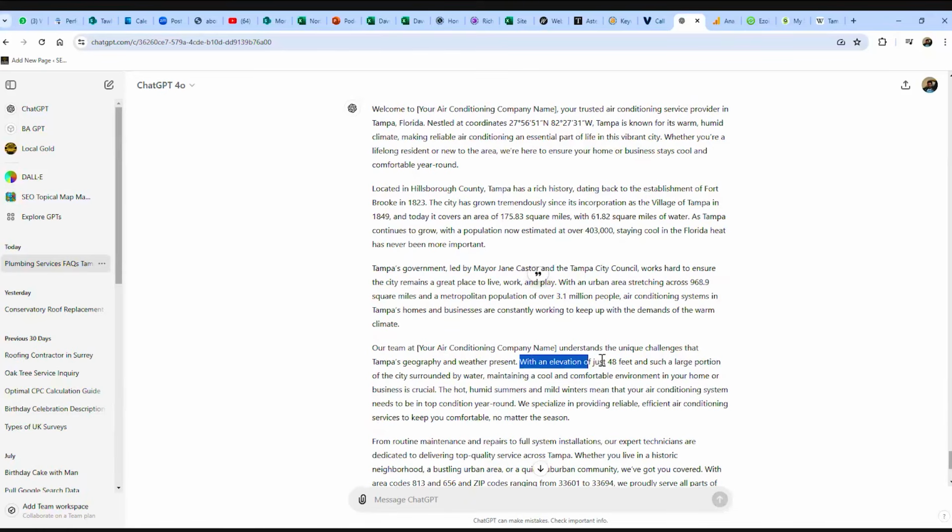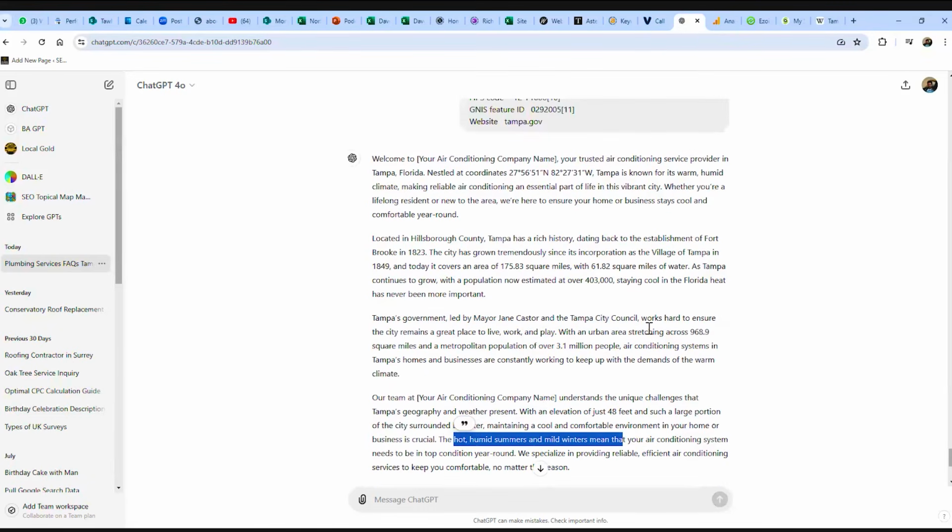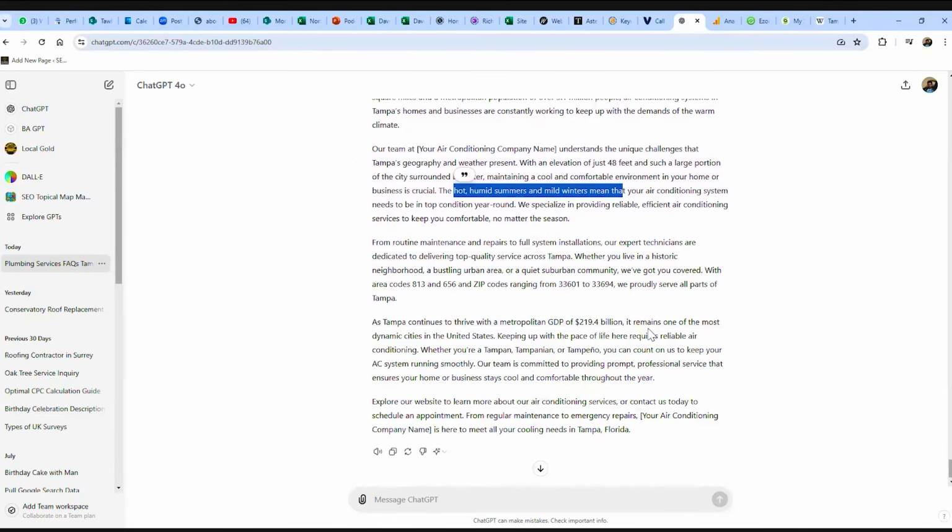Okay, there you go. So aircon with an elevation of just 48 feet and a large portion of water, maintaining a cool and comfortable environment at home is crucial. Hot, humid summers, mild winters. Yeah. Okay, so this stuff is a little bit more accurate. So you can just keep on pumping it out. Yeah. So again, quick, cheap, or free, effective, very. Get stuck in.